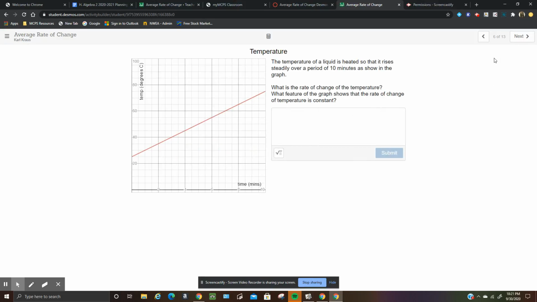There we go. And then slide 6, the temperature of a liquid is heated so that it rises steadily over a period of 10 minutes, as shown in the graph. What is the rate of change of the temperature? What feature of the graph shows that the rate of change of temperature is constant? So you can pick any points here. Let's pick this one, and this one.